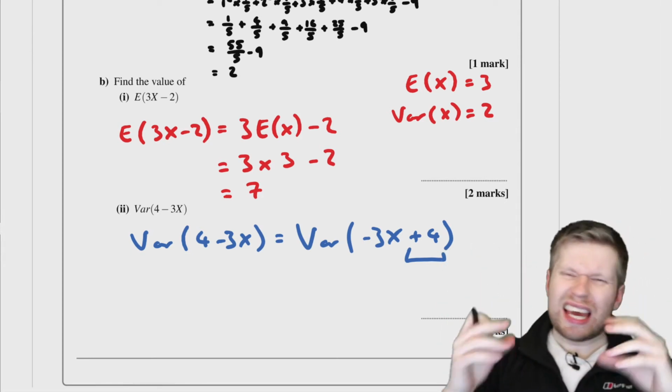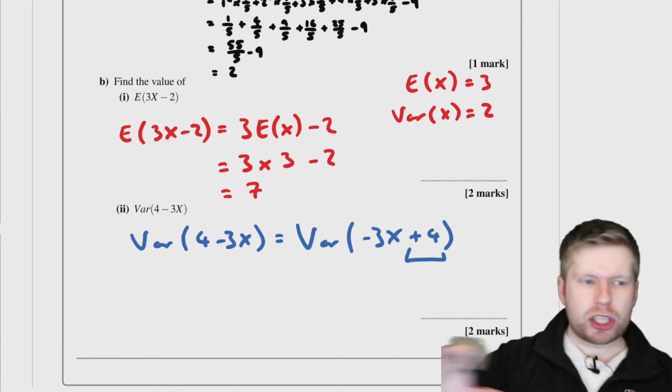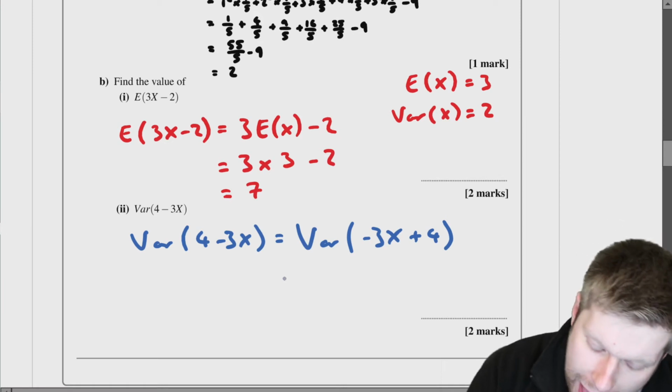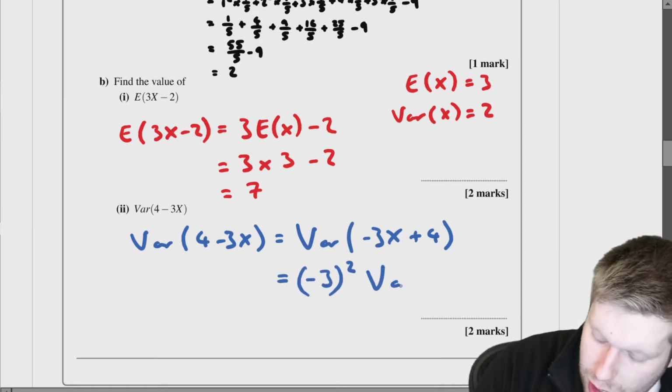So I'm just doing a shift. That shouldn't change the spread of the data set. That's what the variance is measuring. So actually the plus 4 won't change anything. However, it's going to be negative 3 squared times the variance of x.